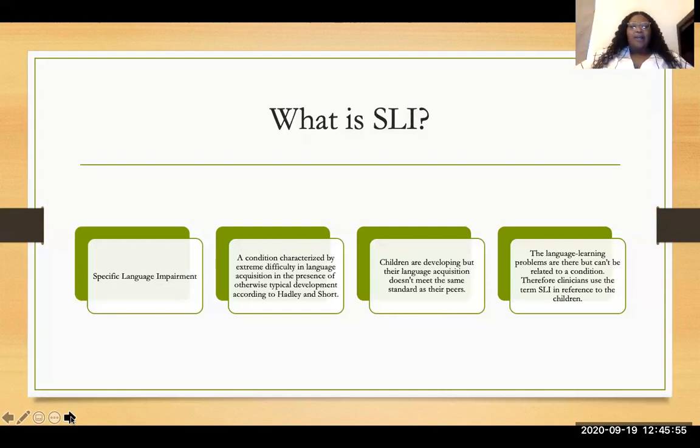What is an SLI? An SLI is a specific language impairment. It's a condition characterized by extreme difficulty in language acquisition in the presence of otherwise typical development, according to Hanley and Short. Children are developing, but their language acquisition doesn't meet the same standard as their peers. The language learning problems are there, but can be related to a condition. Therefore, clinicians use the term SLI in reference to the children.